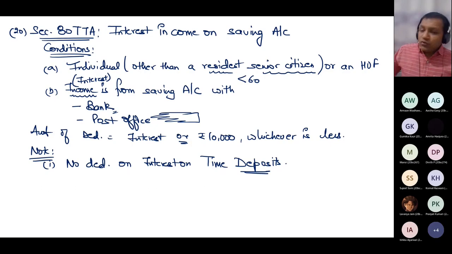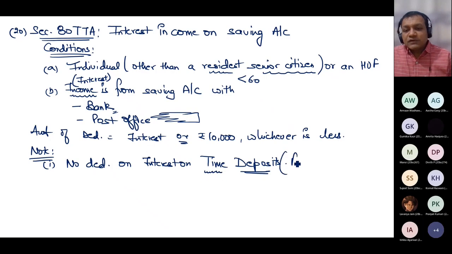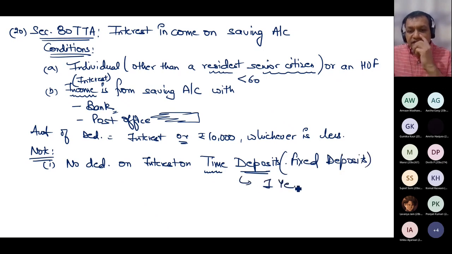But in time deposit, what do I mean by time deposit? Where the amount is deposited by me for some fixed time. That is why time deposits are normally referred to as fixed deposits. Like I have deposited 2 lakh, for example, for 1 year. It is now fixed. Tomorrow I cannot withdraw it, and if I want to withdraw, I have to pay some penalty also.